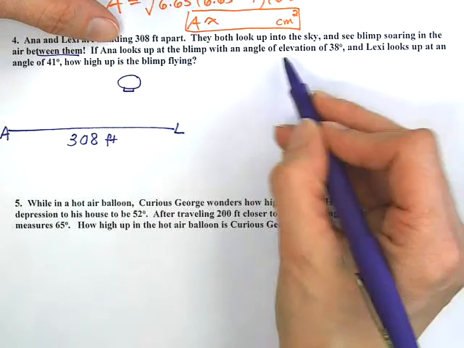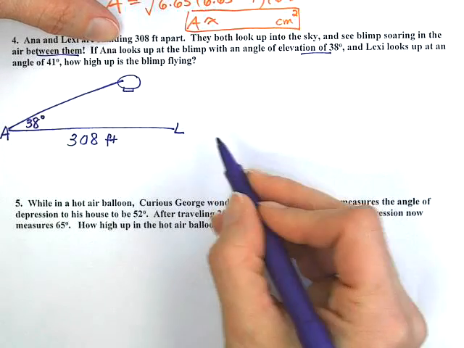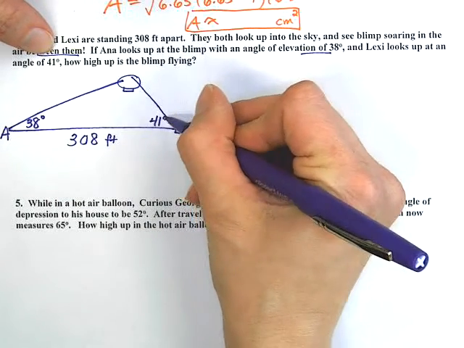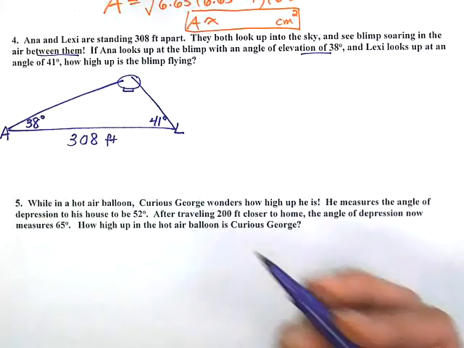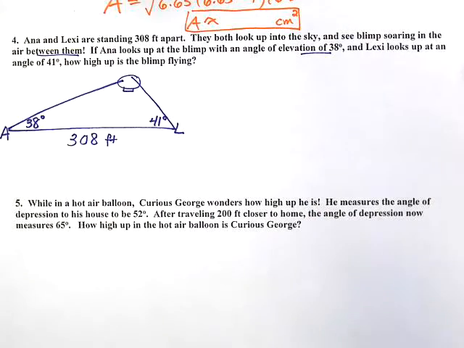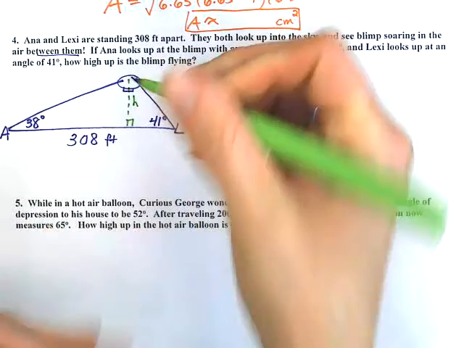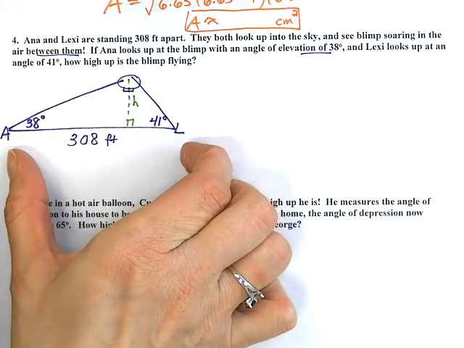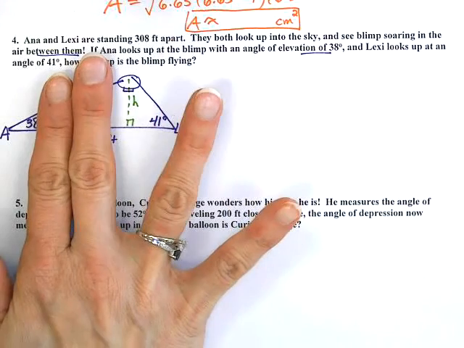Anna looks up with an angle of elevation of 38 degrees. And Lexi looks up at an angle of 41 degrees. Oh, so the sides are definitely not equal because the angles are not equal. How high up is the blimp flying? So what they really want us to find here is the height. This is the height, except the number 308 is part of the large triangle. I cannot use 308 on either of these smaller triangles to find the height.